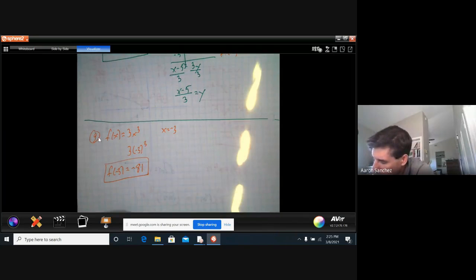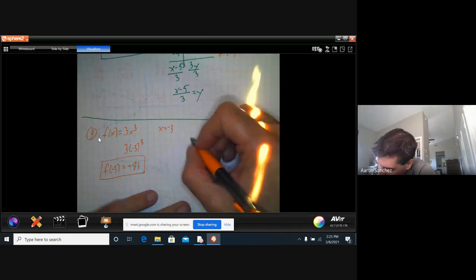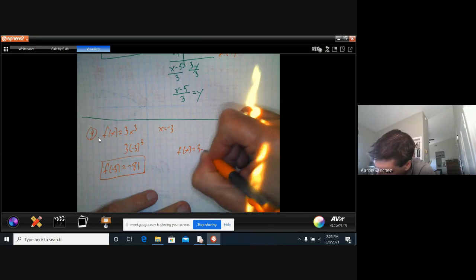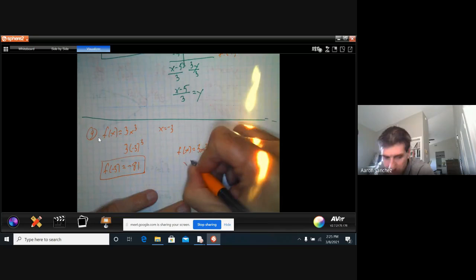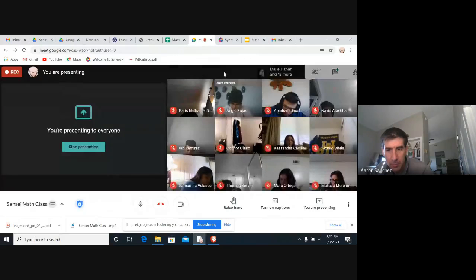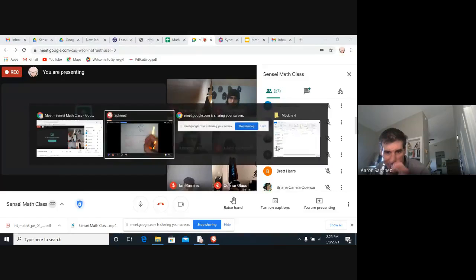Okay, so now let's solve for the inverse. I'm just going to do this really quick. I'll let you guys try to do it with me. But here, let's go f of x equals 3x cubed inverse. What's my first step to solve for the inverse here? What's my first step? Let's go with Brianna. What's my first step?